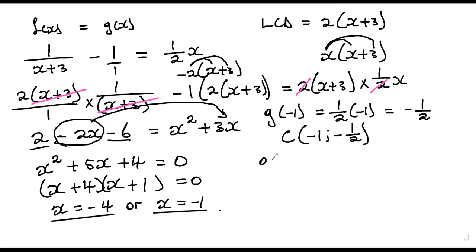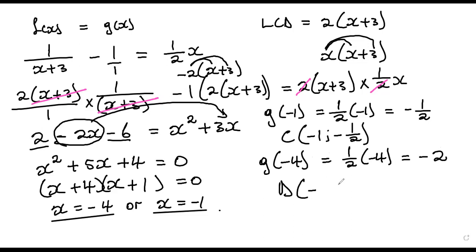Then we come back and say g of negative 4 will just be half of negative 4 like that. So if you put everything into your calculator, it will give you negative 2. So this means the coordinates of point D will just be negative 4 and negative 2 like that. And then you are set for this question. So let's look at the last one.